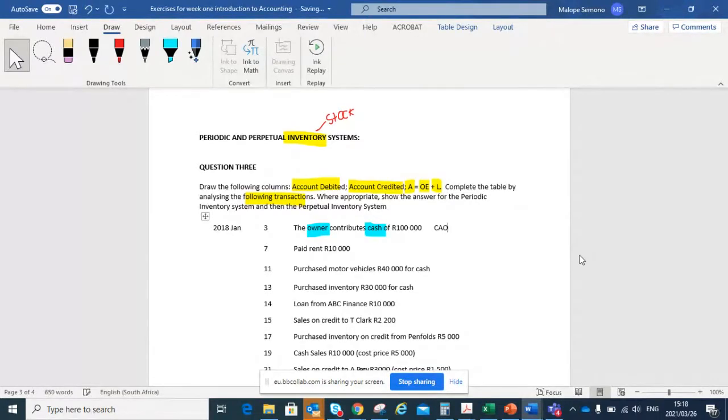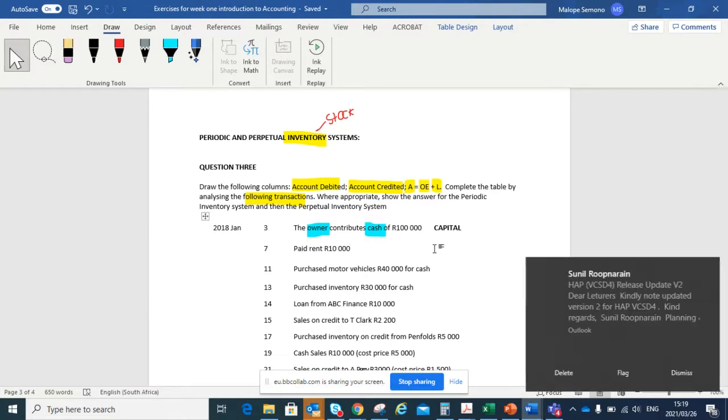My first account is going to be capital. Can you see what I'm doing? So I'm identifying the account. So my first account is going to be capital. Remember, I'm not recording, I'm just analyzing. So the minute you see a transaction that says the owner contributed, just know that one account will always be there. The one account will always be capital.